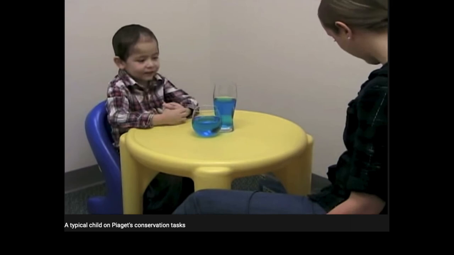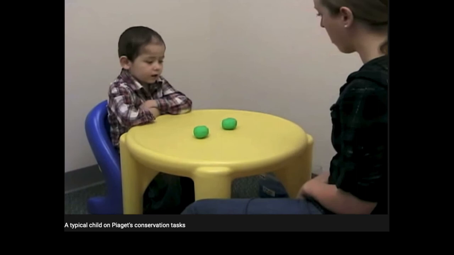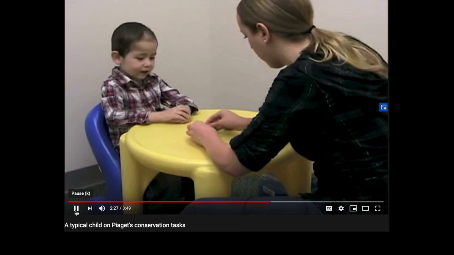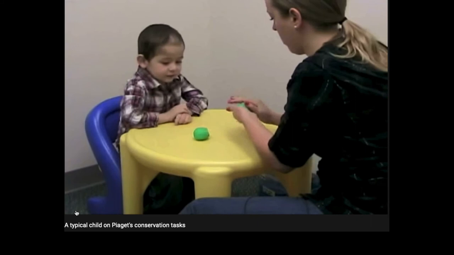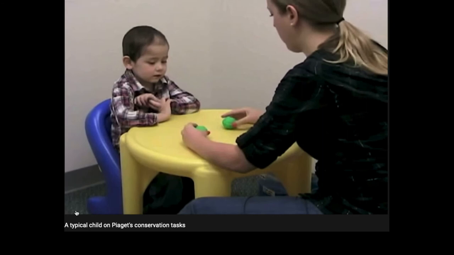Can you tell me, does this ball have more Play-Doh, or are they the same? That one has more Play-Doh. That one has more? Yeah. Let's try and make them the same. Make them into two of the same size. What about now? They're the same. They're the same now? Yeah.